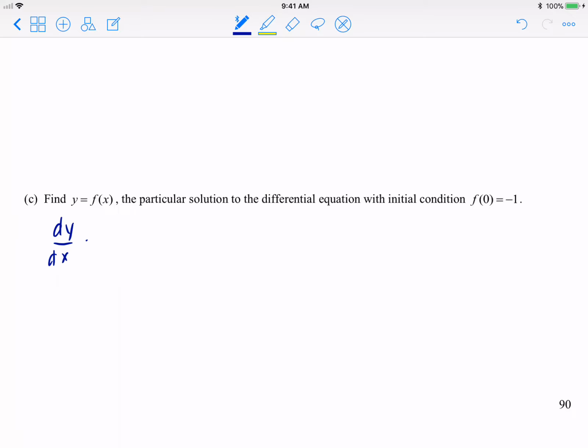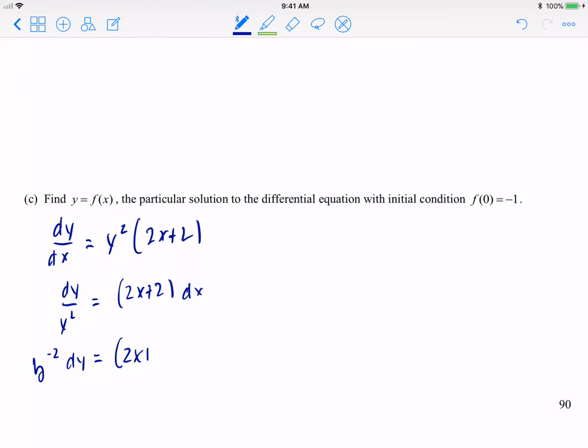So we can see it, I'm going to rewrite the differential equation here. I know that I need to separate my variables, so that means on both sides I'm going to divide by y squared, and I'm going to multiply by dx. Okay, I'm going to rewrite the left-hand side as y to the -2 dy equals 2x plus 2 times dx, and now I'm ready to take the antiderivative of both sides.